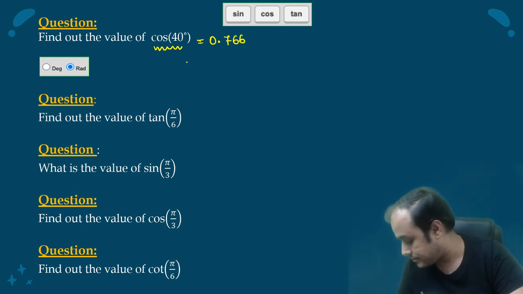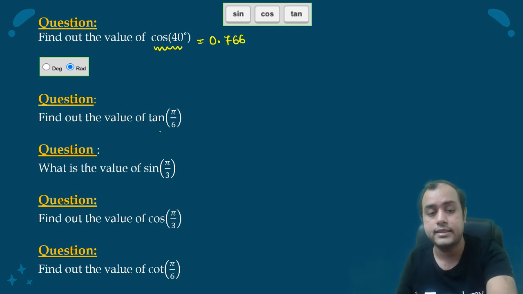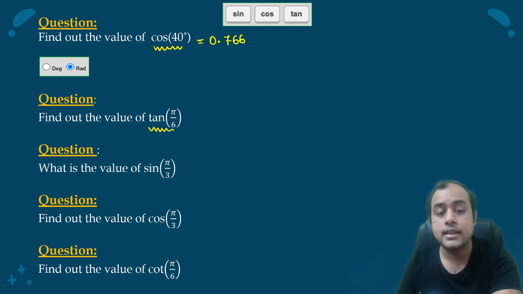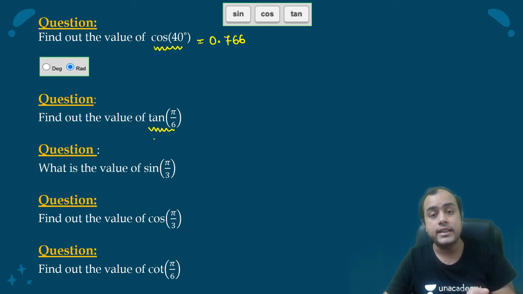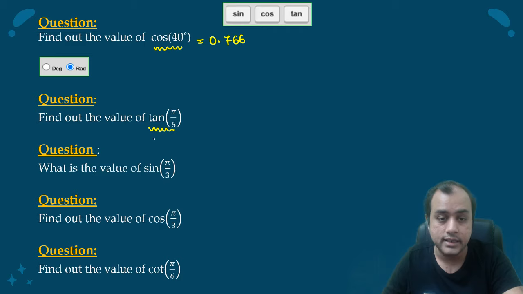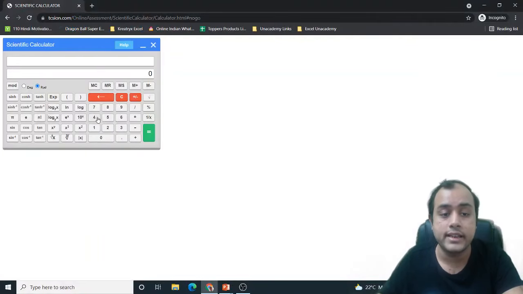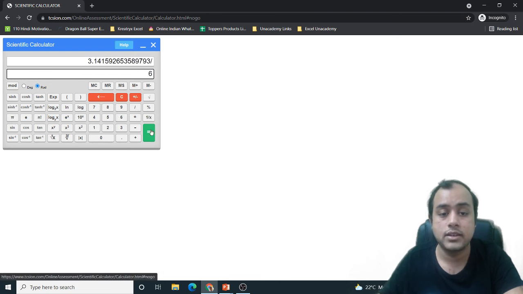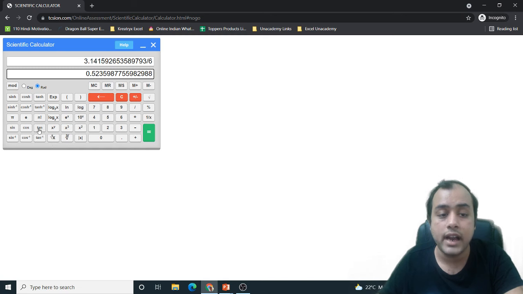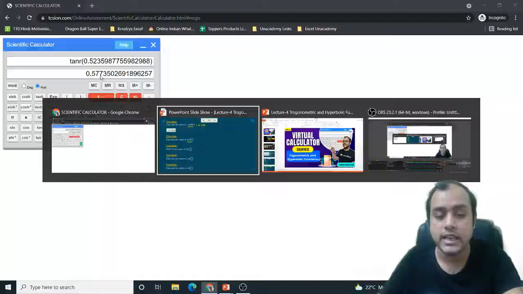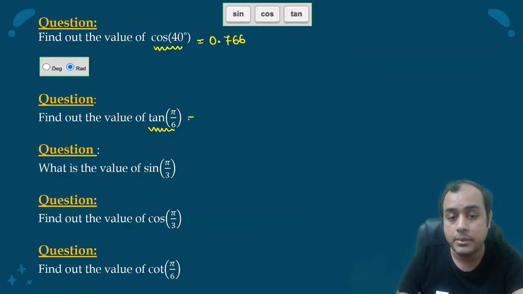Okay, dear students. Next is tan pi by 6. Now we are entering the radian domain, right? When we are entering the radian domain, then we have to reset the calculator to radian. So first I'll clear it. I'll go to radian. Now I'll press pi by 6, equal to. Now I will take tan. Tan in radians will be 0.5773.